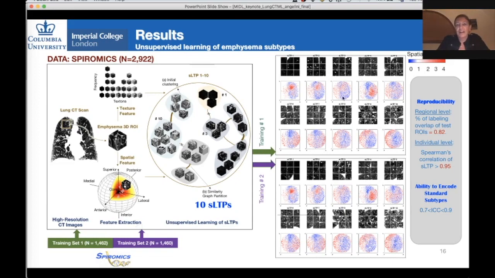And what we did as a validation is to measure two things. One is the reproducibility of SLTPs across those two learning experiments, and we measured reproducibility at the regional level as a percentage of labeling overlap of test ROIs, and also at the individual level, measuring the correlation of SLTP histograms within individual subjects, and both reproducibility measures were super high. And finally, we also tested the ability of those subtypes to encode the standard emphysema subtypes, which is very important in terms of clinical relevance, and intra-class correlations were very high for the three subtypes.